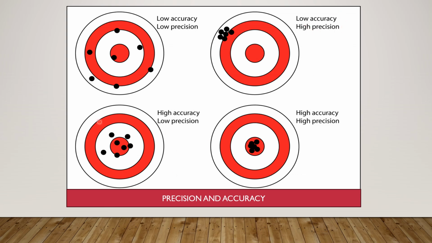Here in the third picture, there is high accuracy and low precision. All these values are away from each other, but they are very close to the center red circle. So closeness to the true value is accuracy, but the results are away from each other, which means they are not precise. Then this picture shows high accuracy and high precision. All values are close to the true value as well as close to each other. So this shows that the result is accurate as well as precise.